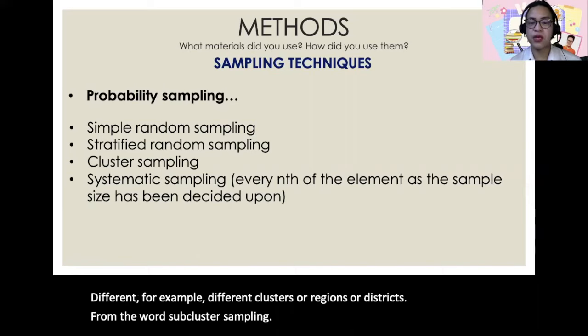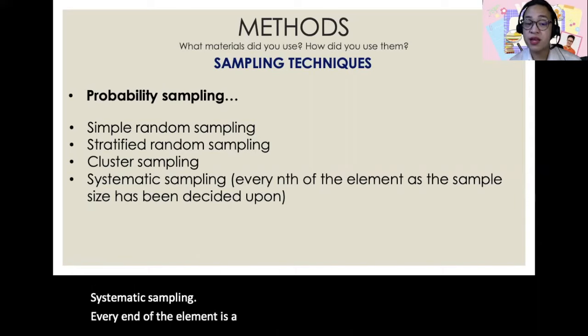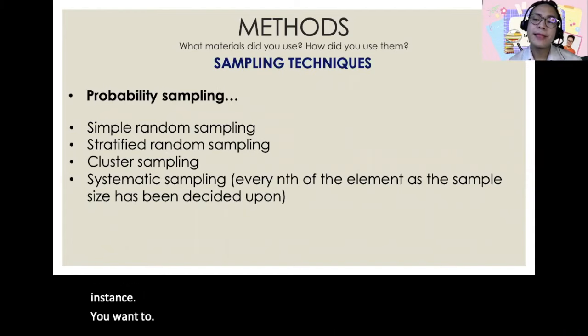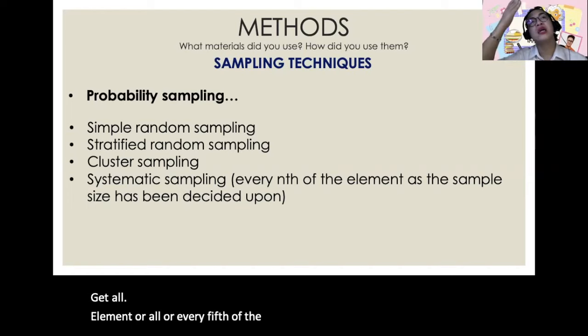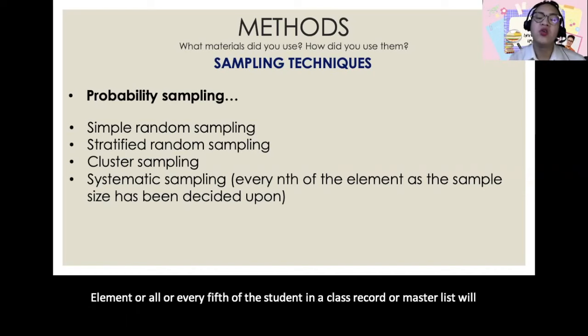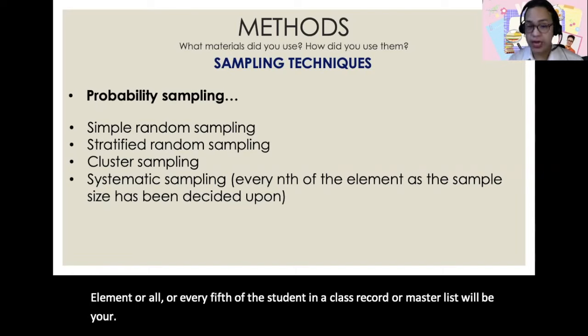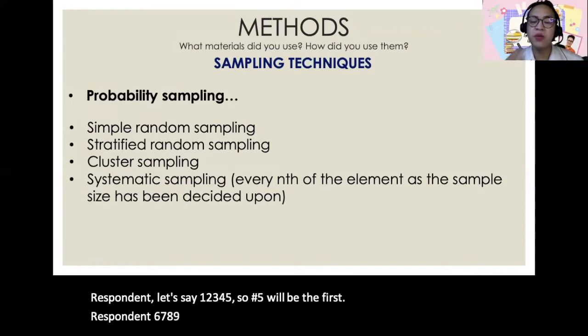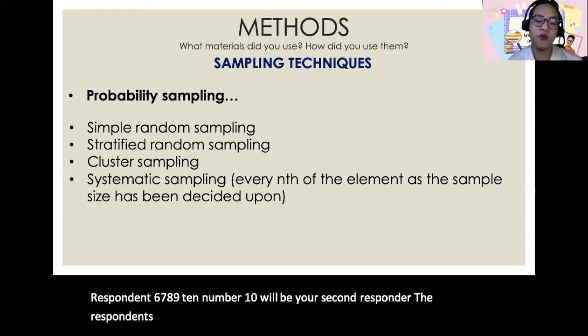Systematic sampling. Every nth element of the sample size has been decided upon. So, for instance, you want to get every fifth student in a class record or master list as your respondent. Let's say 1, 2, 3, 4, 5. So number 5 will be the first respondent. 6, 7, 8, 9, 10. Number 10 will be your second respondent, and so on and so forth.